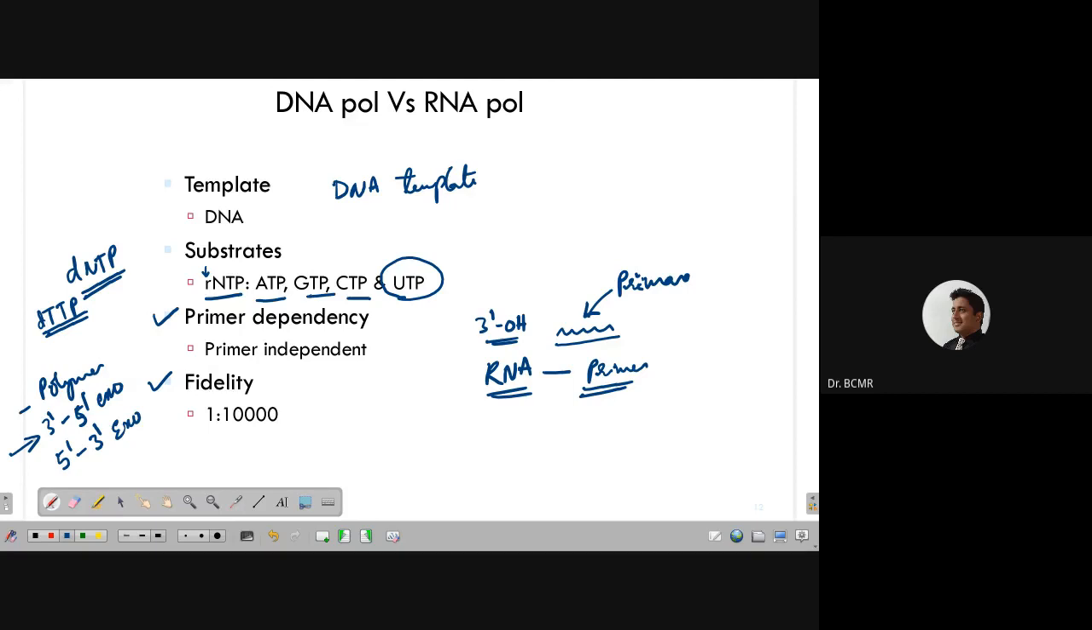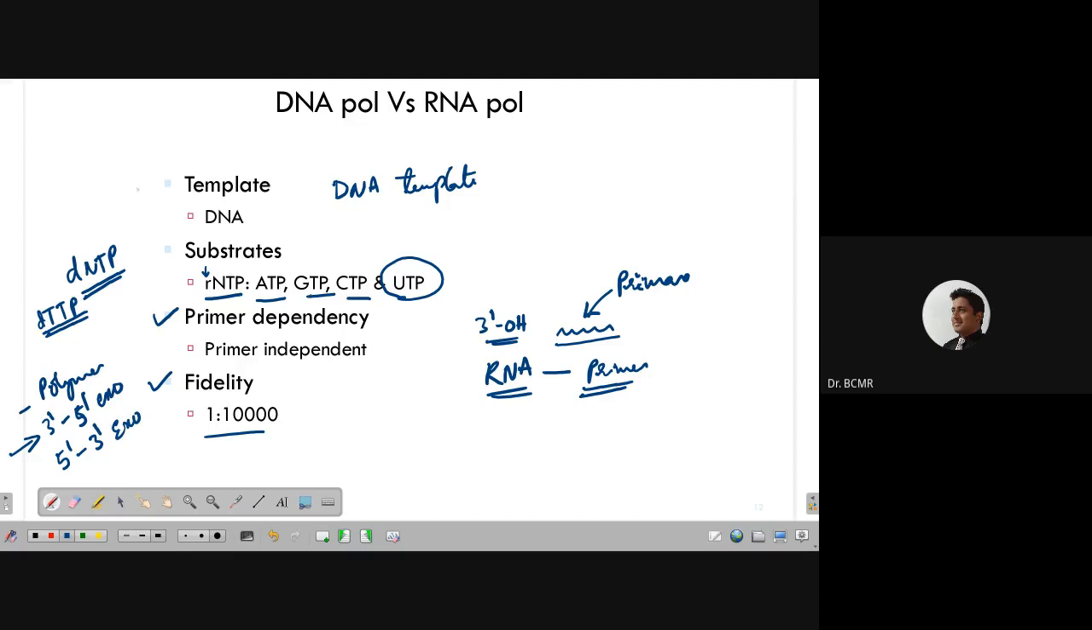So DNA polymerases have a high degree of fidelity. That means accuracy of base pairing. When it comes to RNA polymerase, it's not so accurate. It makes about 1 mistake in 10,000 polymerized bases, whereas DNA polymerase could be 10 times more accurate, and some of the enzymes are even more accurate.